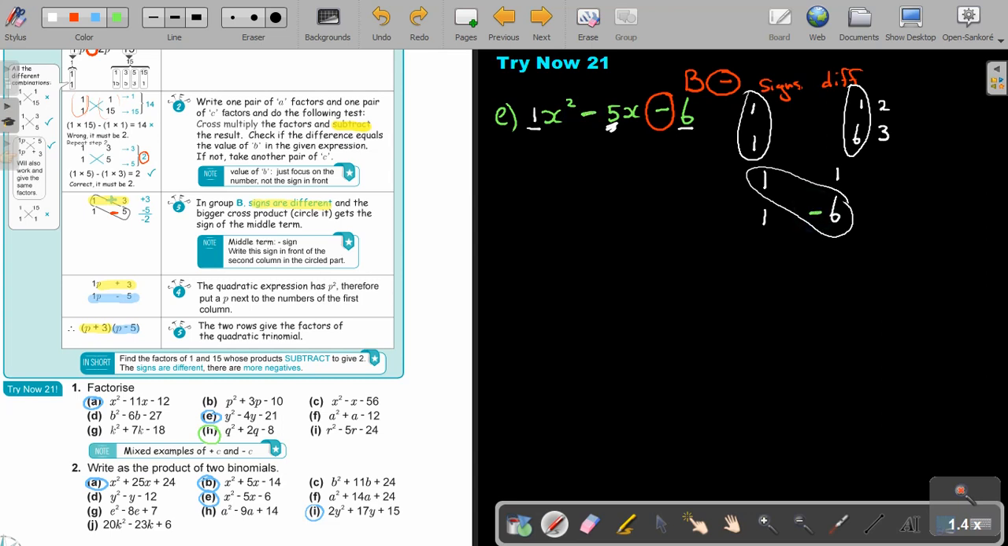Negative. And the signs are different, so then this one will be positive. Then this is x squared, x, so always there, that one stands there. And then I just put my brackets. And then it's going to be x plus 1, x minus 6. And that's going to be the final answer. Okay, and the last one.